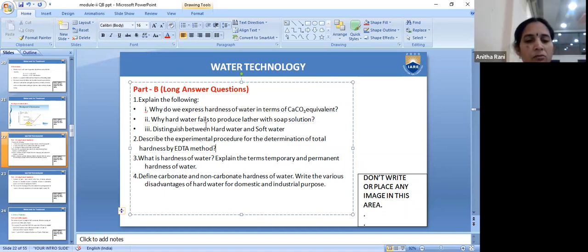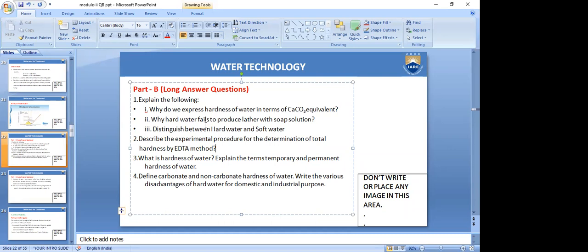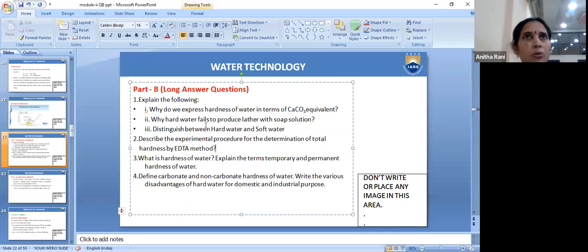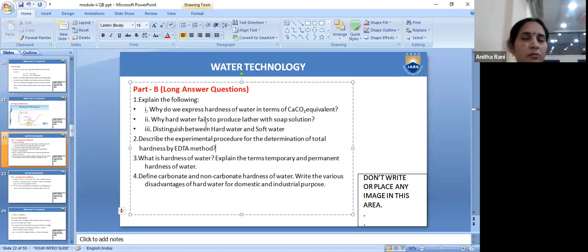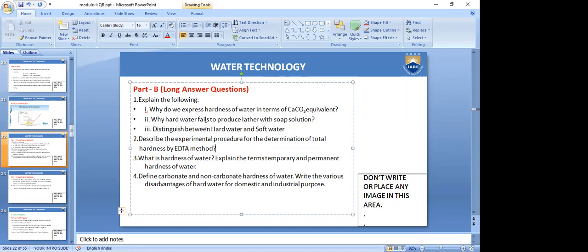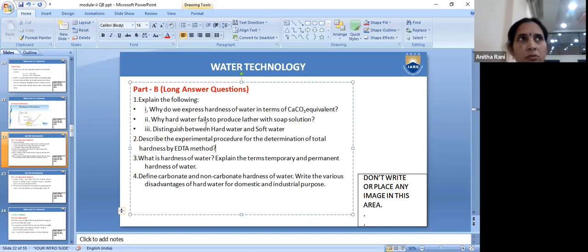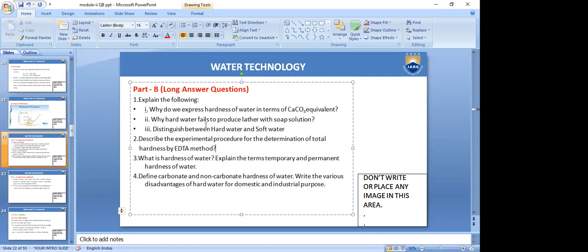What is M1? Molarity of standard water. What is M2? Molarity of EDTA. What is V1? Volume of standard water. V2? Volume of EDTA solution. Okay, step 3, you tell me.